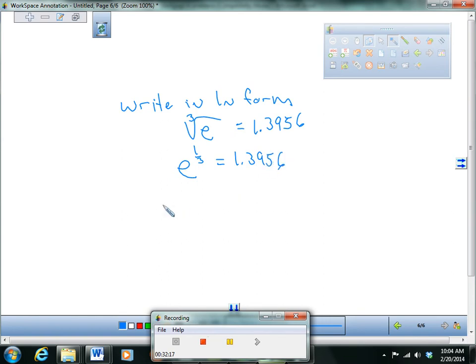1.3956. So I want to write this in natural log form. So natural log of something. Something goes here and something goes here. E to the what power equals what? So if it helps you think about this, 1.3956 equals 1/3. You don't have to write the E there, but that helps me think about it. So I would first rewrite this as 1/3, and then say E to this power equals this, logarithmic, right? And so I just rewrote it and I got it.